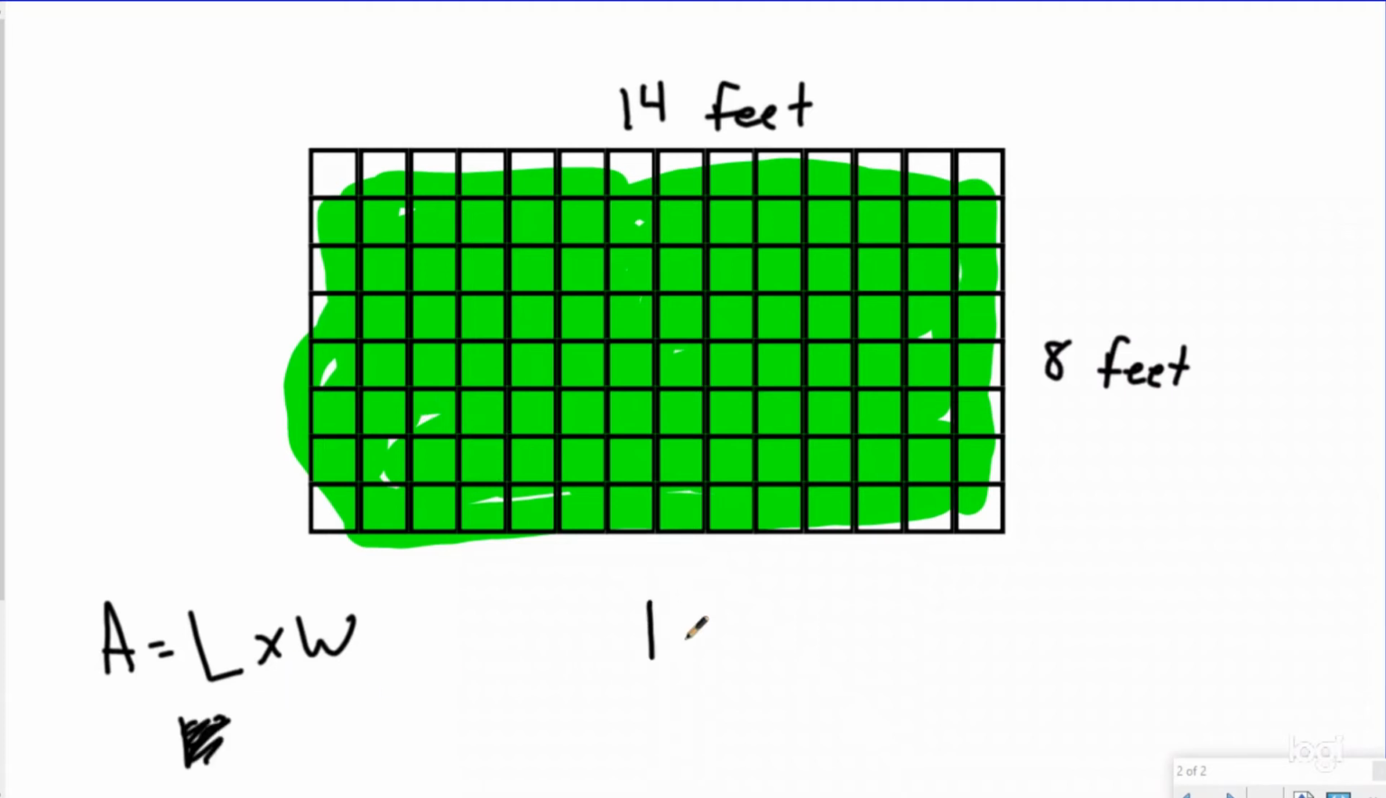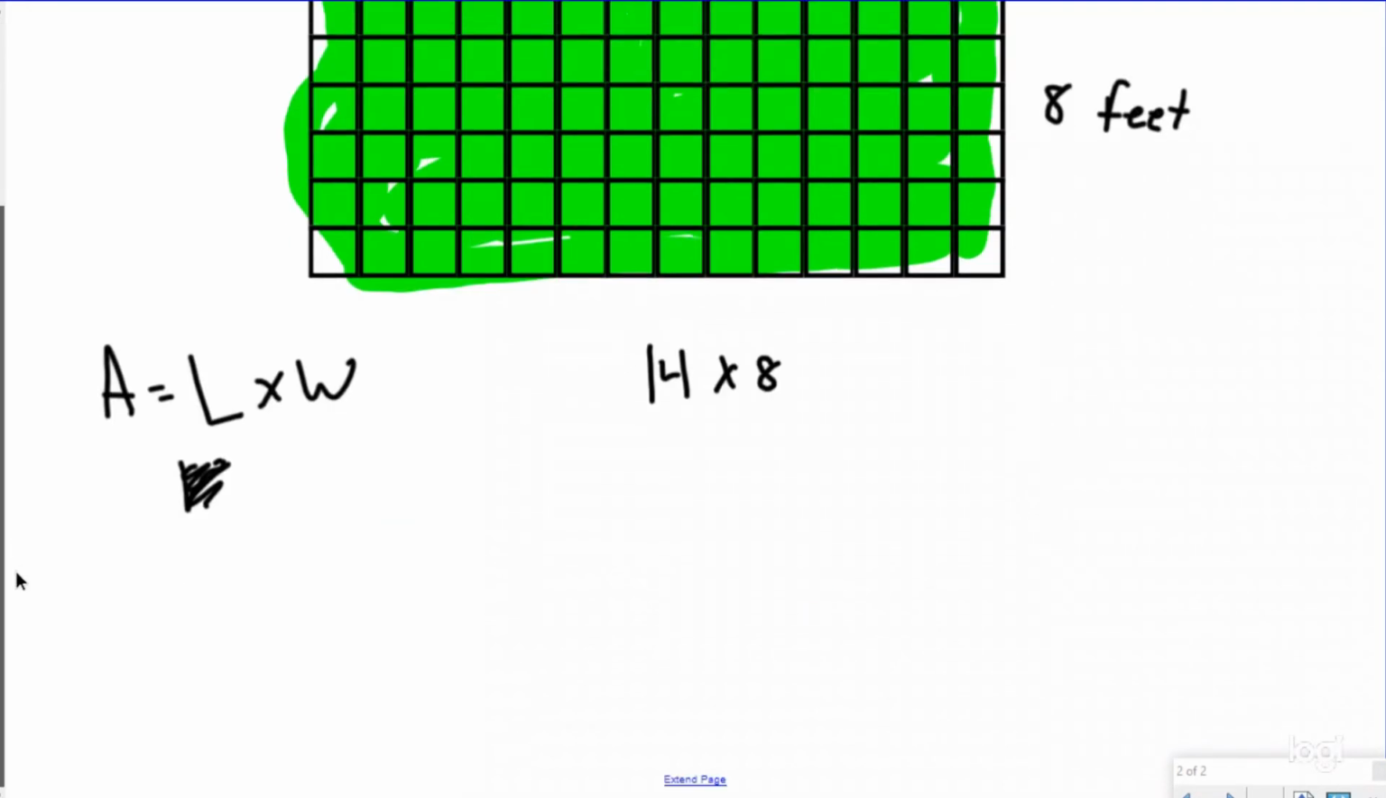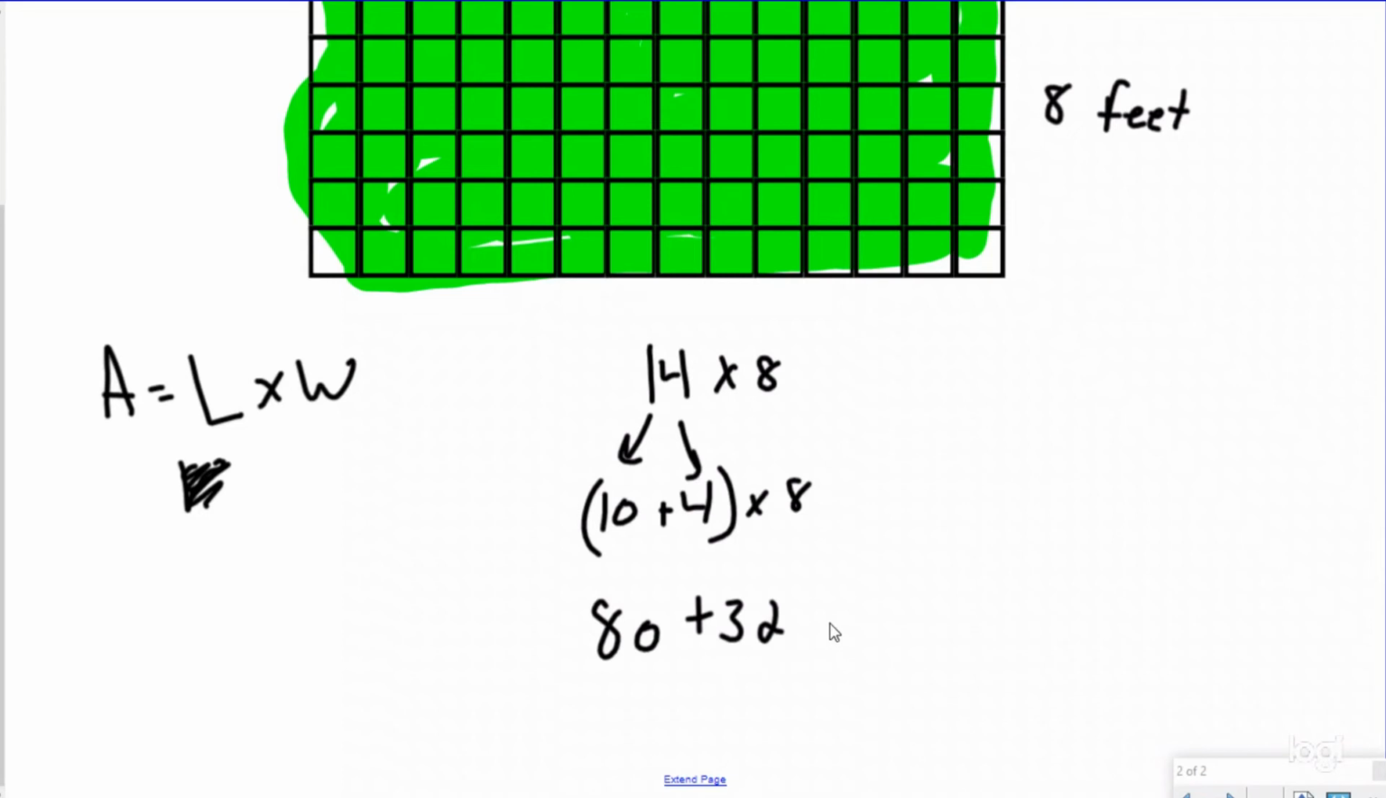So I have 14 groups of 8, and I could skip count by 8. I could count each of these individually. But this is how the formula for area was derived. It's actually a multiplication array, and so you can use multiplication to solve it. Now you might know the standard algorithm, but I'm going to stick to the distributive property. So I'm going to split this up into 10 and 4. Okay, and then I want to multiply both of those by 8, right? So 8 times 10 is going to be 80. 8 times 4, so now I'm using my basic facts, 8 times 4 is 32. And when you add those together, you're going to get 112 square feet.